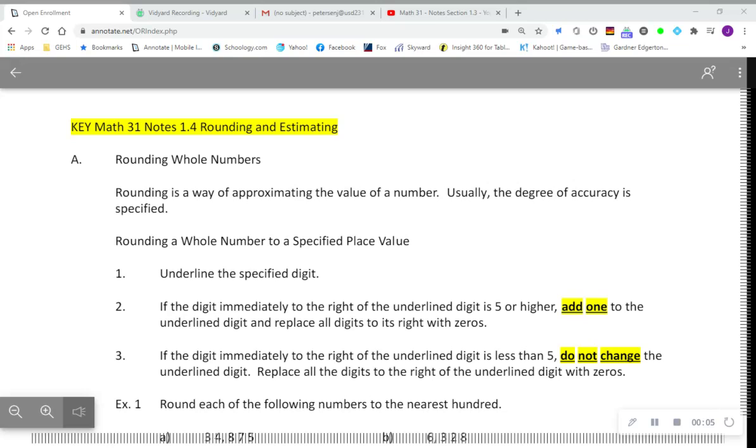In this case, we're looking at section 1.4 notes. And the goal here is to learn how to round correctly and how to estimate and use estimation in some problems here. Okay, rounding numbers.